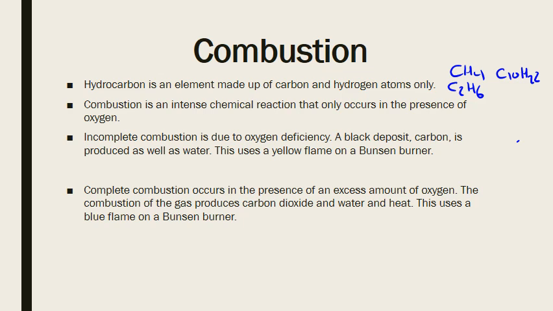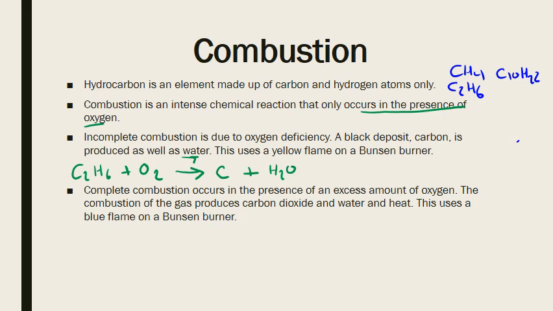Now, to give you an example of an incomplete combustion, let's take C2H6. Remember, this is a hydrocarbon, and it always occurs in the presence of oxygen. So here we're going to put plus O2. A black deposit, carbon, is produced. So the products are carbon plus, and water is produced as well, plus H2O. So this is an example of an incomplete combustion.